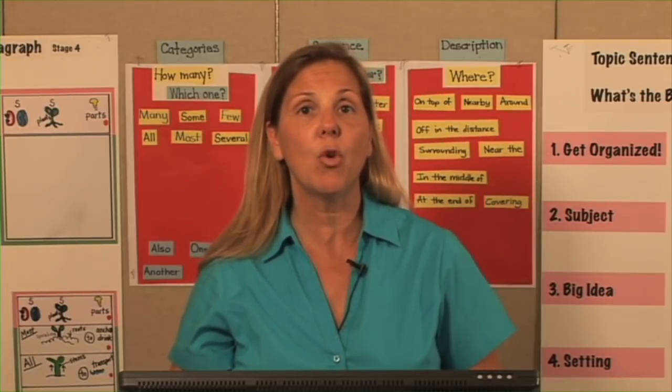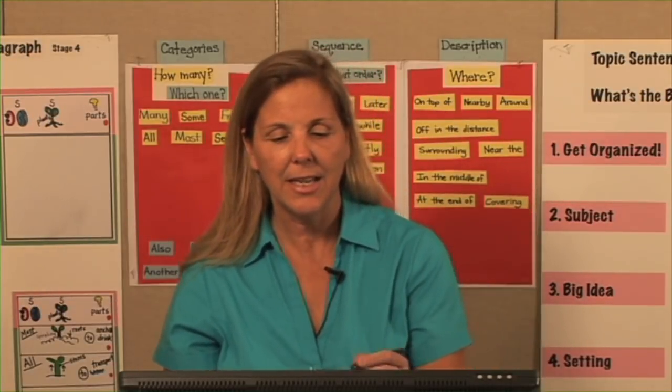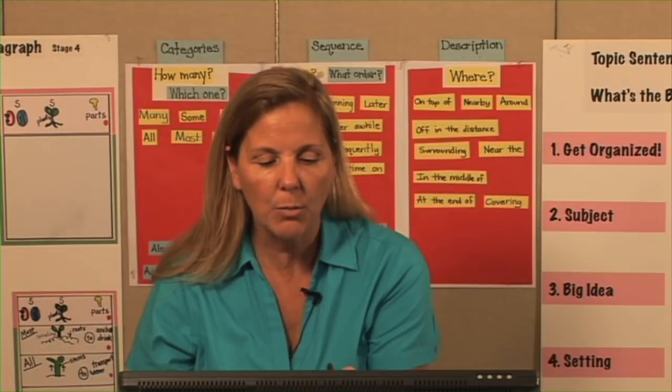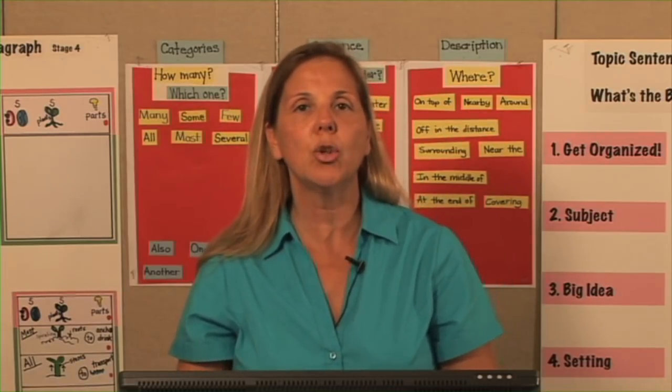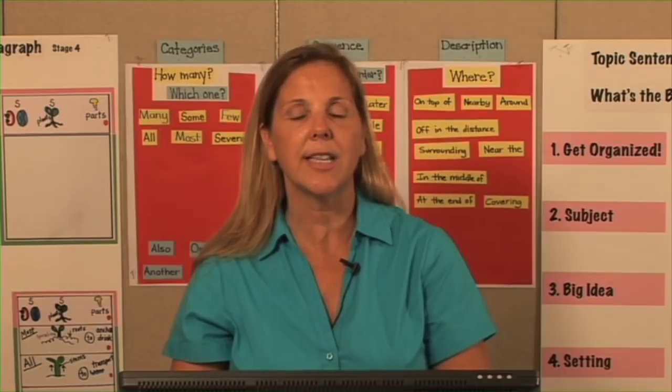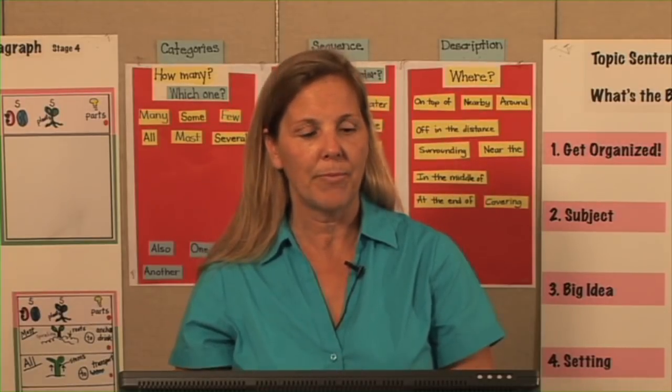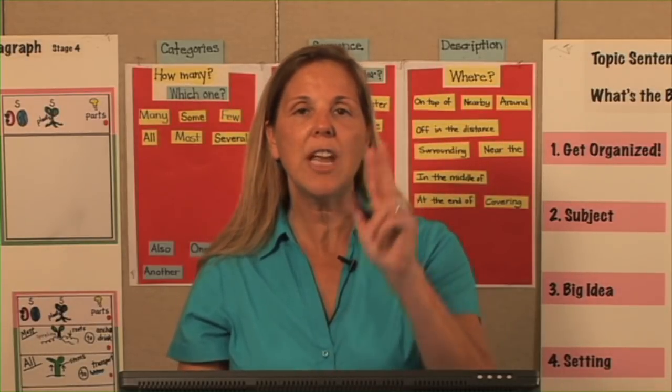Now we need our secret formula for our topic sentence. So we go to the top of our page and we're going to write S, light bulb. And as you're doing that, you're always saying to the children, to keep them going quickly in the lesson, look how quickly you're writing that down. Now we're going to go to step 2.